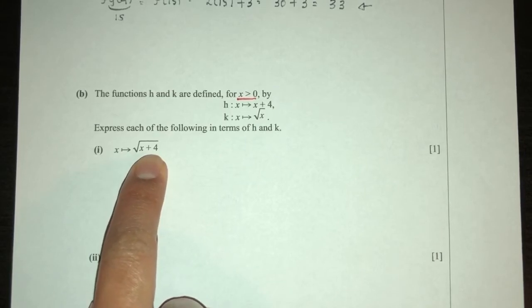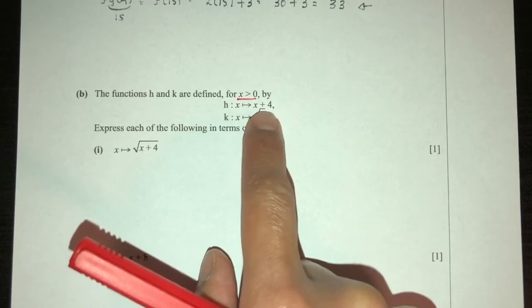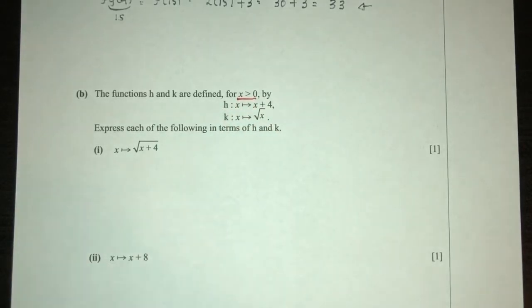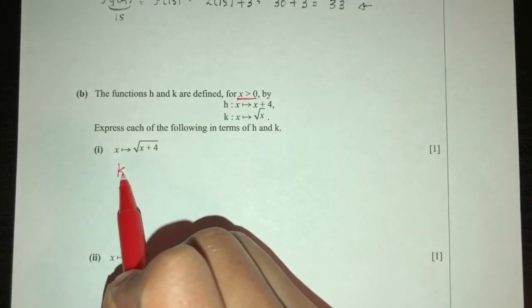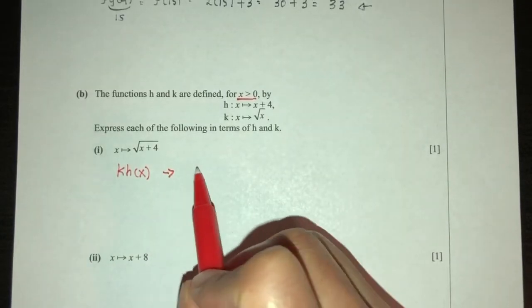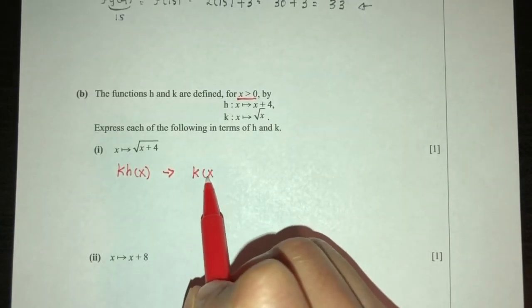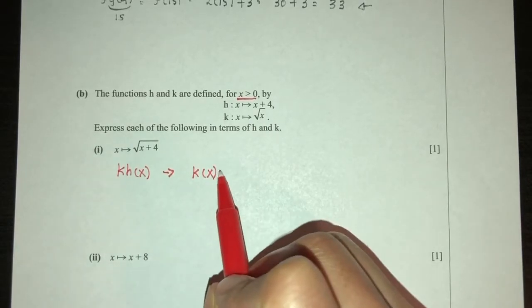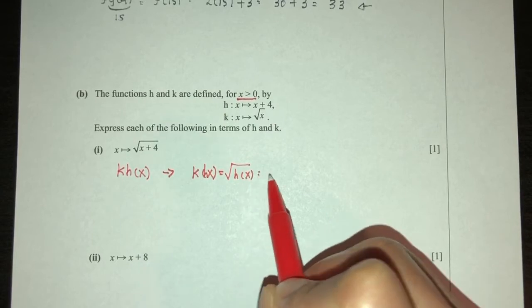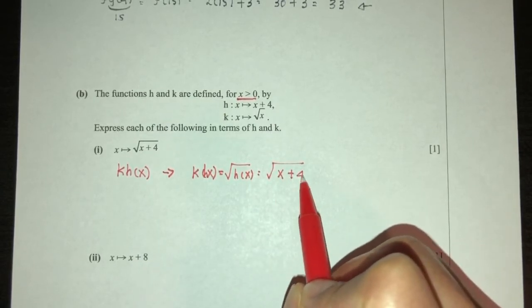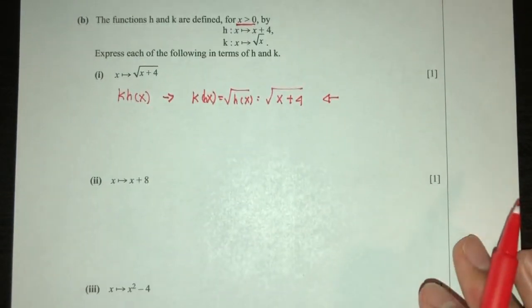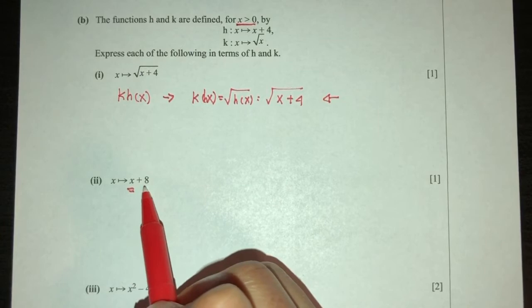So now if you observe, we have root here, and here we have x plus 4. So basically we have h of x inside of k of x. So it will be k h of x. You can check. k h of x will become root of h of x, and that will be root of x plus 4, just as required.